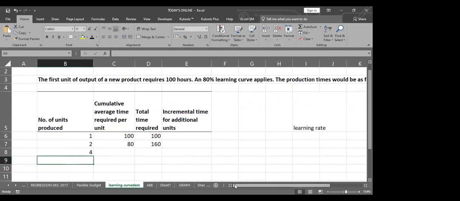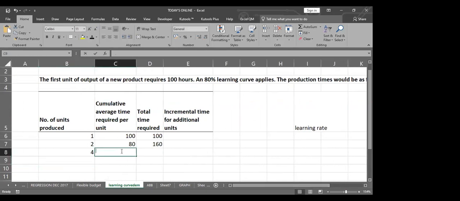Next, it doubles to 4. As it doubles to 4, next period, you are producing this, and it will be cut by, of course, 80%. So it will be 64. And this will mean this, multiply by that, you will have 256.